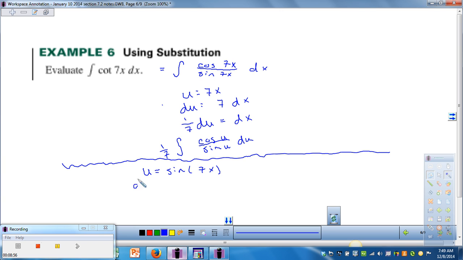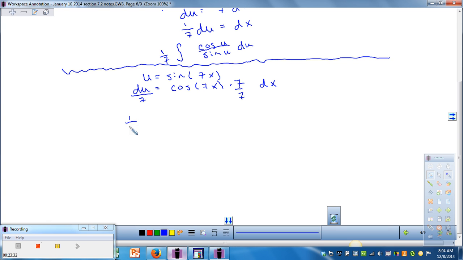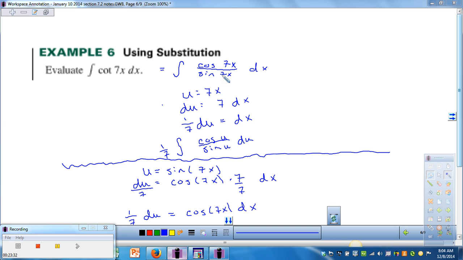So what is du? Cosine of 7x times 7 dx. Everybody catch up with that. Now, divide by 7 on both sides. I now have 1/7 du equals cosine of 7x dx. Well, that accounts for everything. u is sine of 7x. 1/7 du is cosine 7x dx.